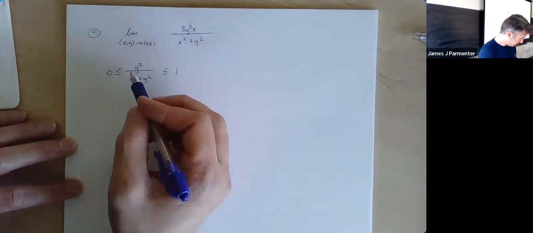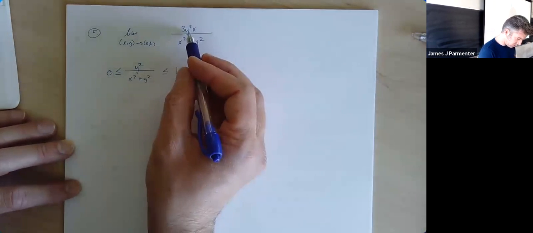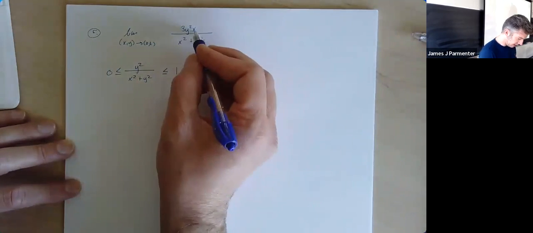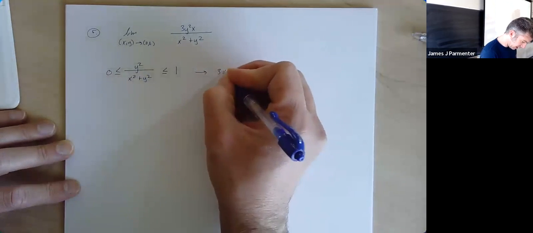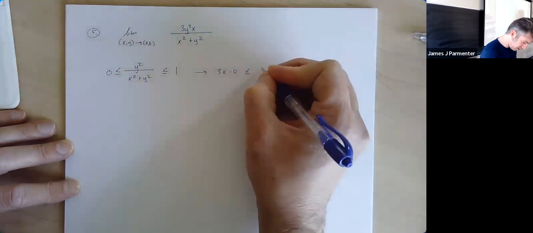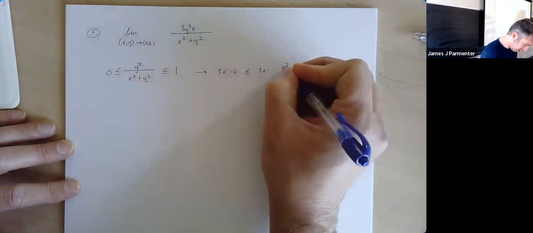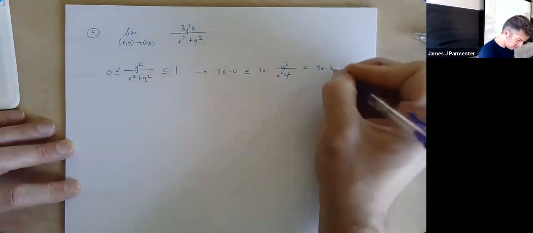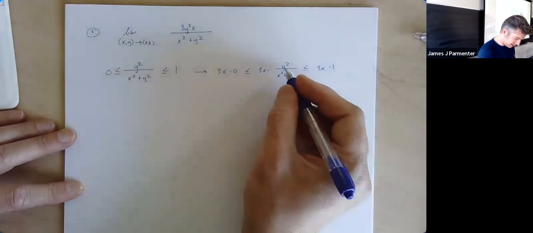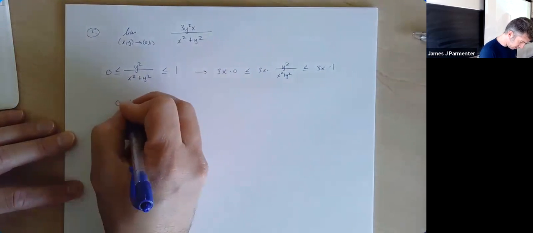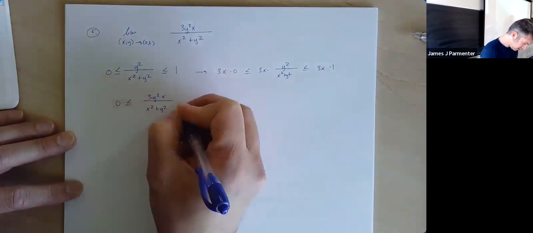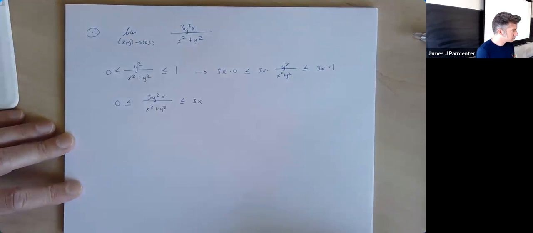We can say, well, if I take this here, then I'm going to multiply every piece of this compound inequality by 3x. This is going to give me 3x times 0 is less than or equal to 3x times y squared over x squared plus y squared is less than or equal to 3x times 1. So the thing I'm trying to take the limit of is between 0 and 3x.